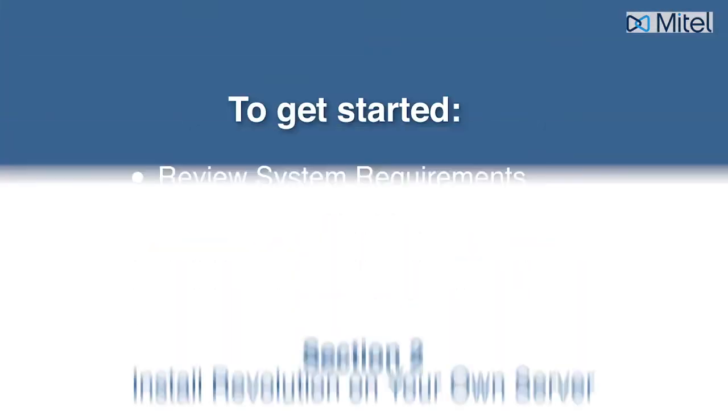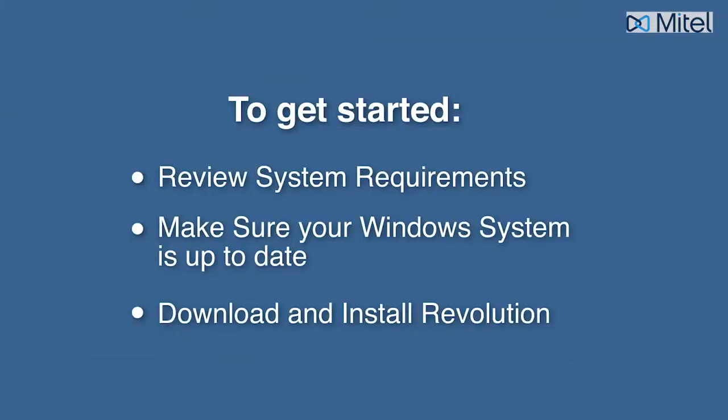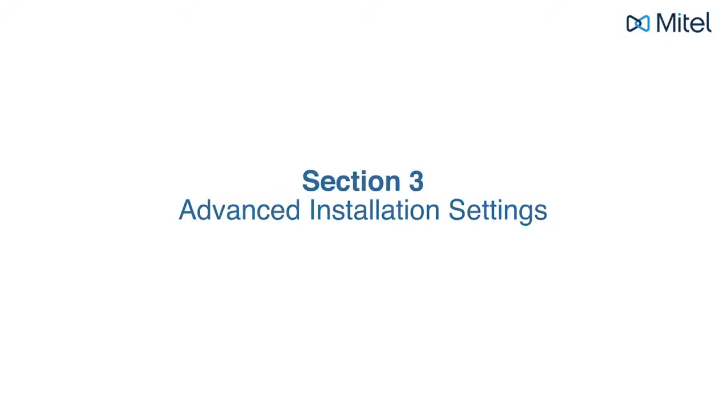Start by downloading the installer and bringing up the user guide to look at the system requirements to verify that your version of Windows, the amount of memory, and disk space meets the minimum requirements to install Revolution. Once Revolution has downloaded, you can launch the installer and begin the installation process.